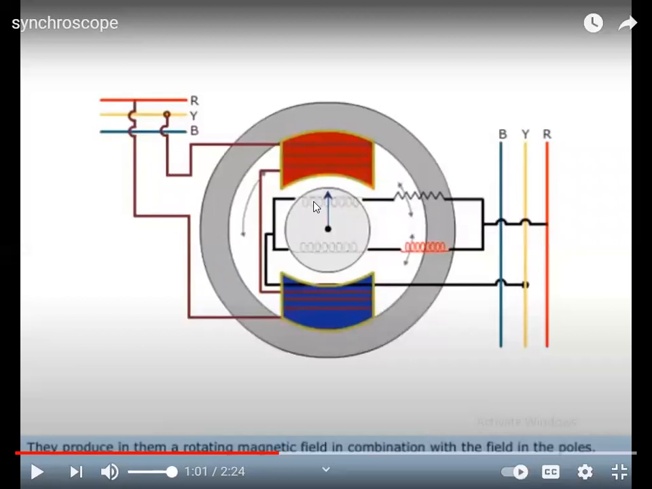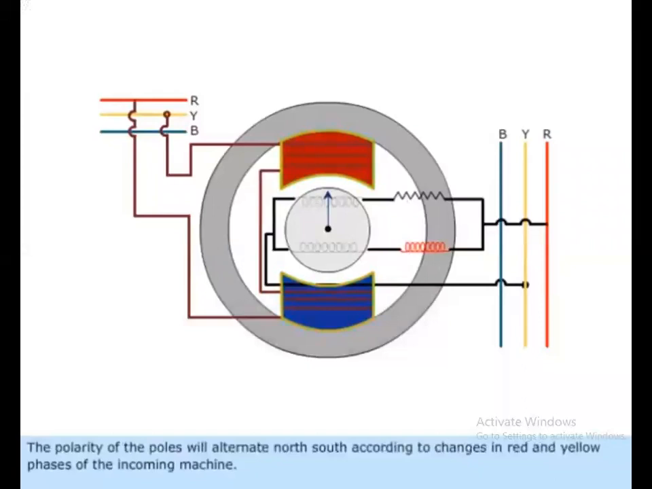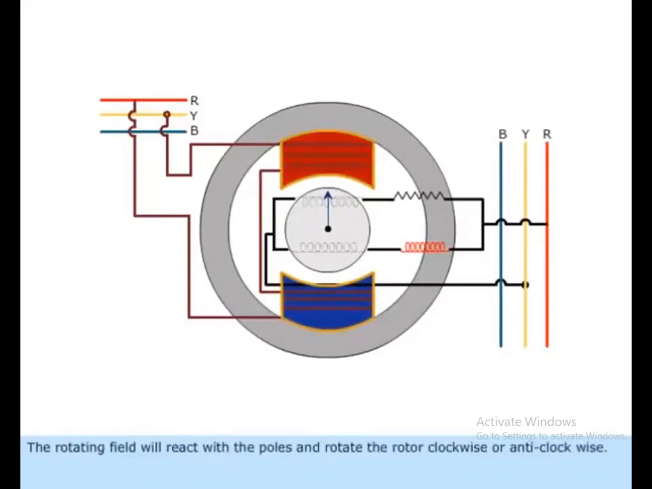So this synchroscope rotates in the clockwise direction and also in the anti-clockwise direction. According to the difference between the voltages, the rotating magnetic field is created. And once the magnetic field is the same on both, it will be steady. And when it is steady, close the switch. The polarity of the poles will alternate north-south according to changes in the red and yellow phases of the incoming machine. The rotating field will react with the poles and rotate the rotor clockwise or anti-clockwise.